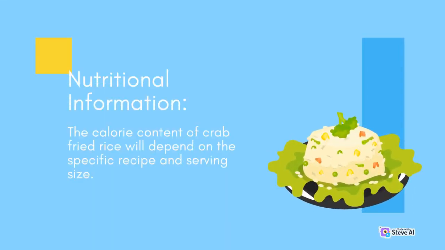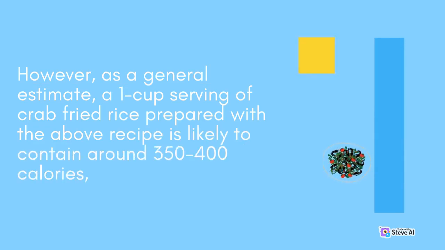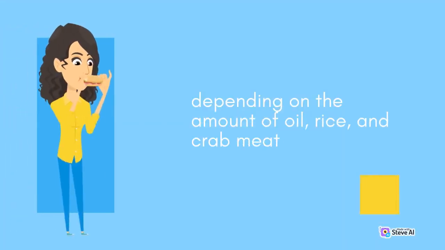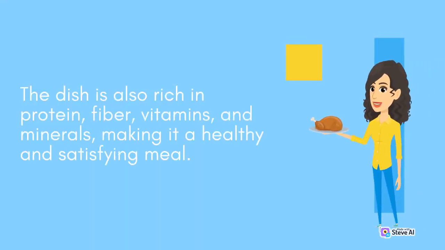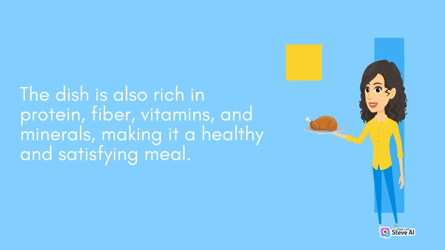Nutritional information: the calorie content of crab fried rice will depend on the specific recipe and serving size. However, as a general estimate, a 1 cup serving of crab fried rice prepared with the above recipe is likely to contain around 350 to 400 calories, depending on the amount of oil, rice, and crab meat used. The dish is also rich in protein, fiber, vitamins, and minerals, making it a healthy and satisfying meal.